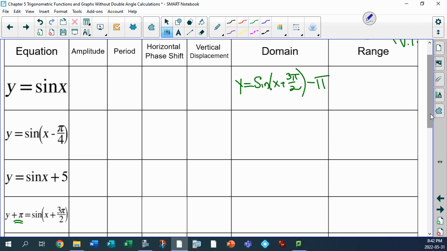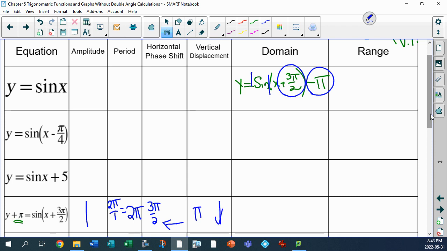Don't you? Amplitude, 1. Okay, period. There's a 1 up front. So again, that's that crazy 2 pi over b. So your period is 2 pi. Lovely. But check this out. This is positive 3 pi over 2. Right? Do you remember the formula? It had a minus in it. So guess what? Sure enough, this is my phase shift of 3 pi over 2, but I am actually going left. Fascinating. Vertical displacement? I'm going down by pi.